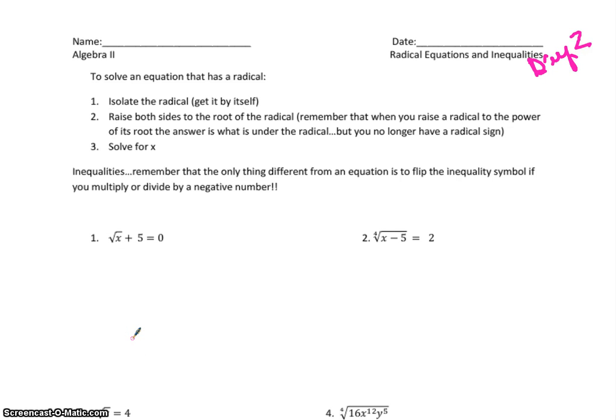This is for Algebra 2. This is radical equations and inequalities, day 2 of solving them. Remember that to solve an equation that has a radical, you have to isolate the radical, which means get it by itself. Then you raise both sides to the root of the radical.